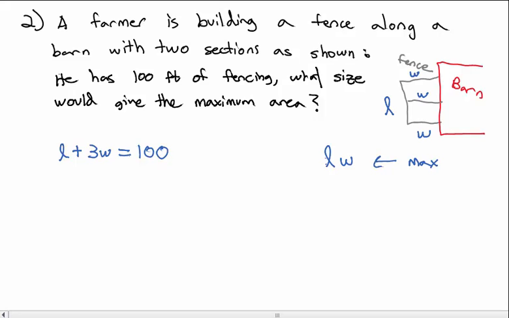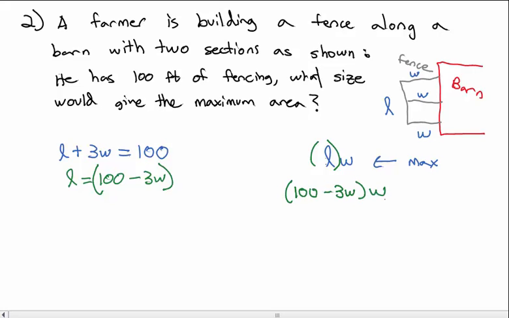Again, let's solve for one of the variables. Let's get the L alone because that'd be the easiest, no fractions. L is 100 minus 3W. And so we can take that 100 minus 3W and replace the L in our maximization problem. We've got 100 minus 3W times W. And very similar to the number problem we just solved before, when we distribute and put things in a different order, we have negative 3W squared plus 100W.